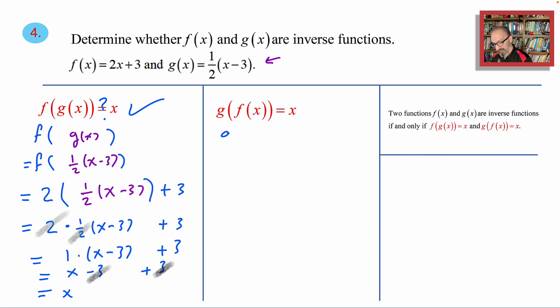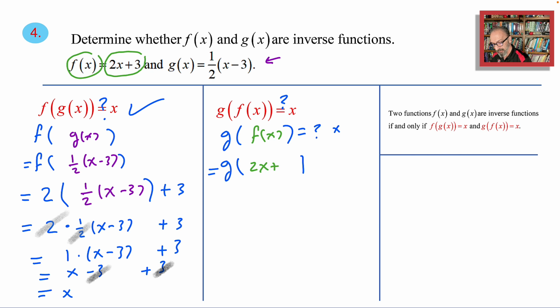To do it the other way around, that's g of f of x, and we want to see if it gives me back x. That's the question. Let's change the color inside and call it f of x in light green. That is my g of x, my f of x. So I have g of, that's equal, instead of f of x, we write 2x plus 3.